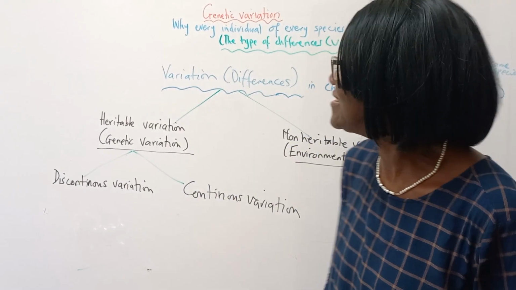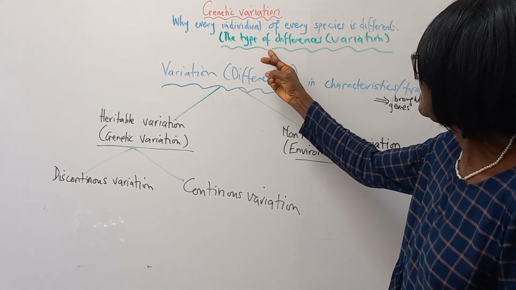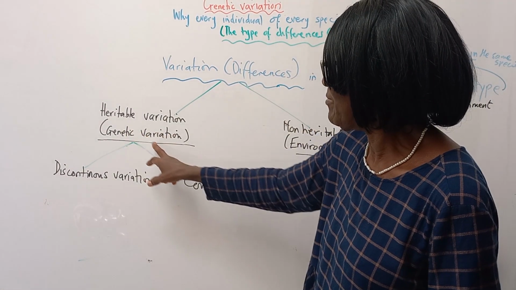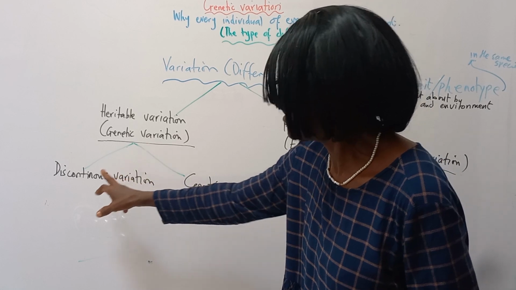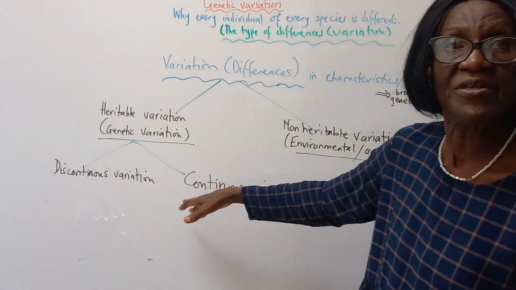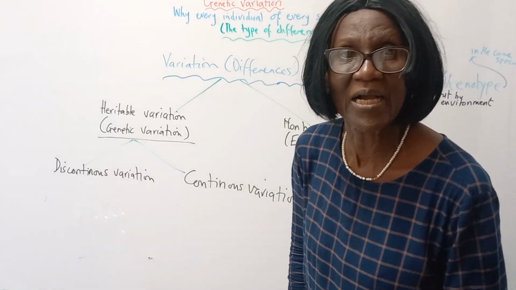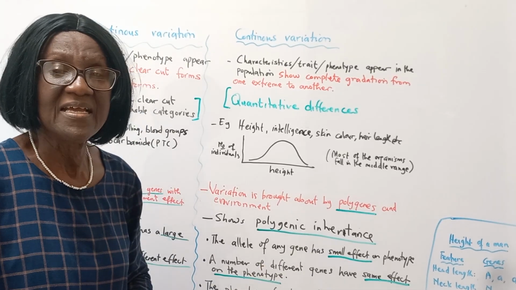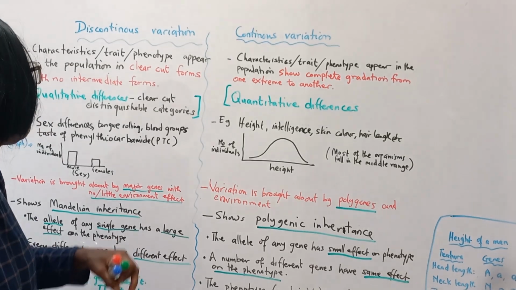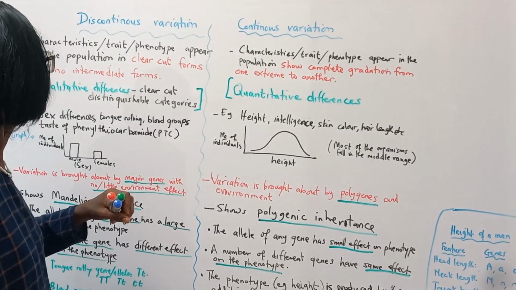In today's lesson, we are still discussing the types of differences in a species. We looked at heritable variation, genetic variation. You have discontinuous variation and continuous variation, which we are going to look at today. Welcome. As we have said, in the species, no two individuals are the same, and variation is the differences.